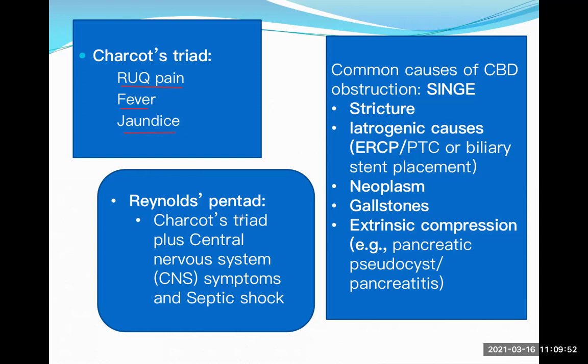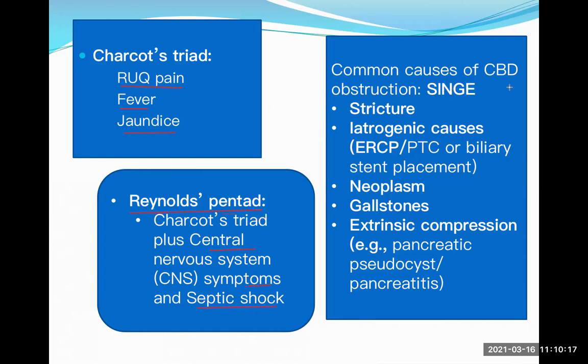Now there is another important term known as Reynolds pentad. Reynolds pentad. So we add two more things on the Charcot triad. Charcot triad is there, plus central nervous system symptom like altered mental status and septic shock together is called Reynolds pentad. So it is also seen in acute cholangitis.